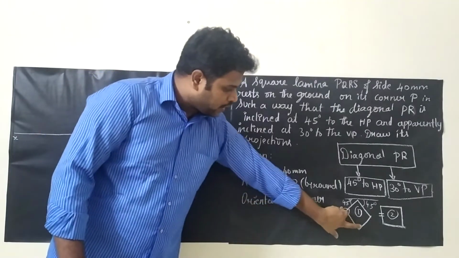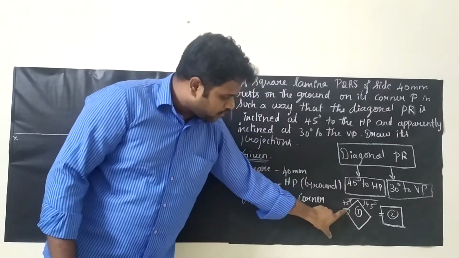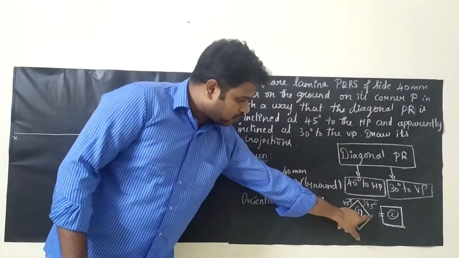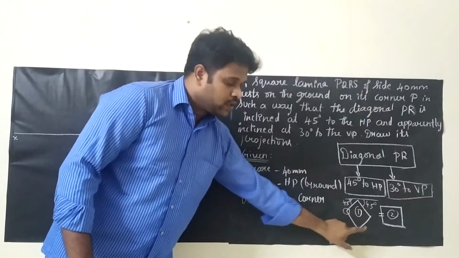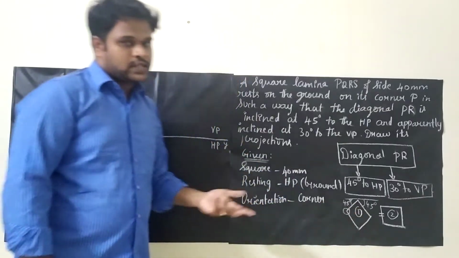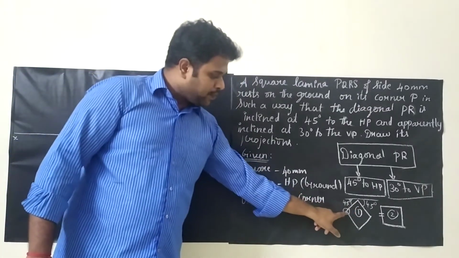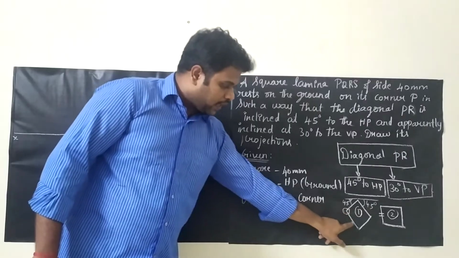From this corner, try to cut an arc like this. From this corner, try to cut an arc here. From this corner, try to cut an arc so that you will be getting the third corner. So by joining this, you can get a square. Or else, just keep your protractor at this corner and draw a line for 90 degree.